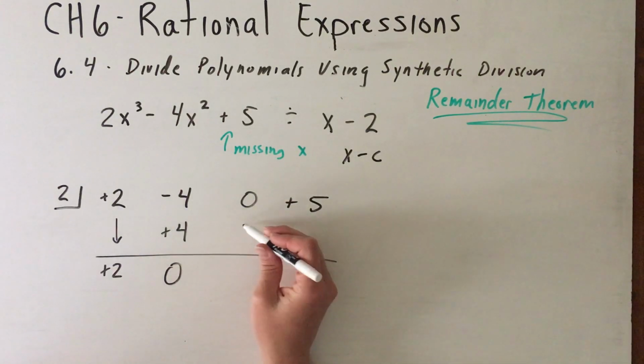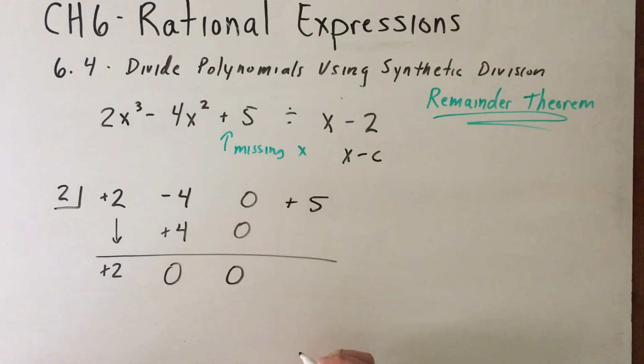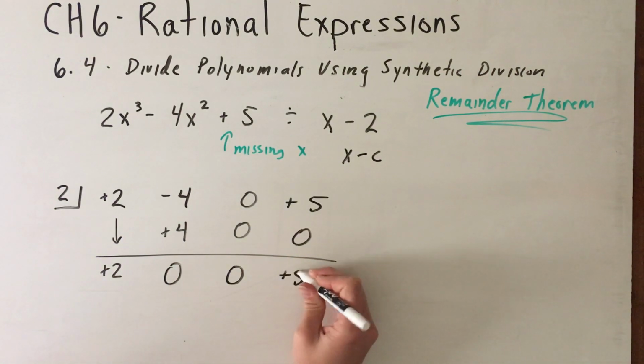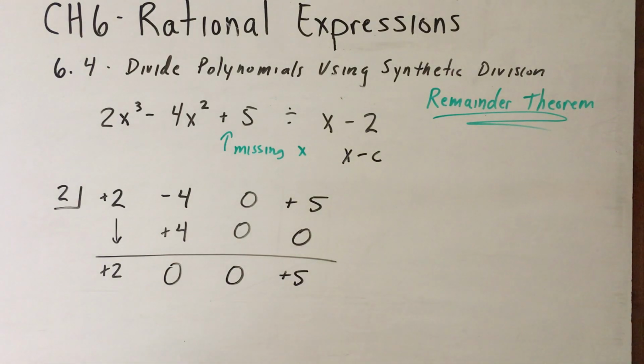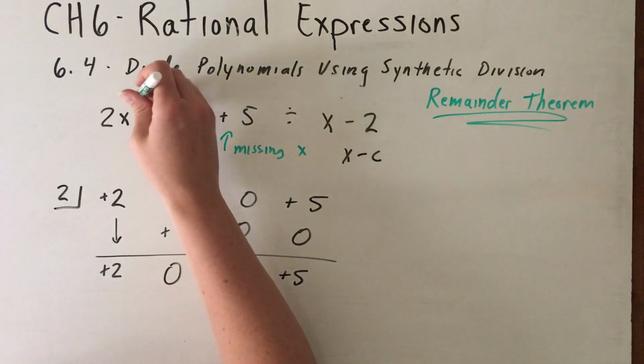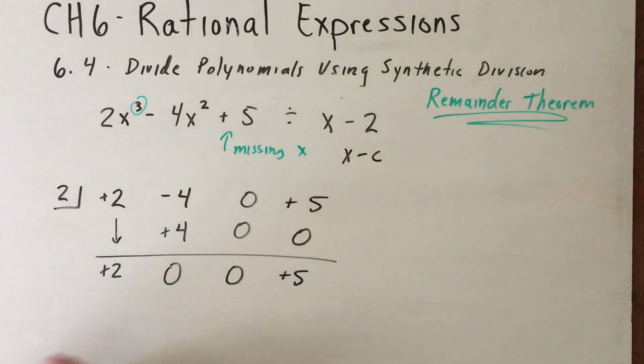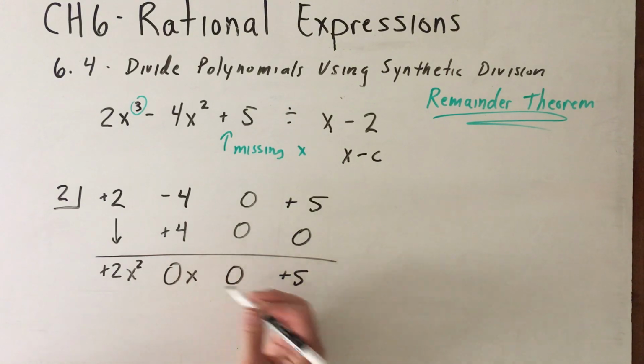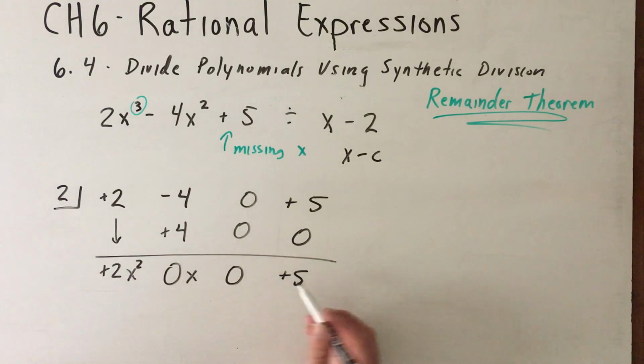2 times 0 is 0. So that's going to be a 0 as well. And then I'm going to do 2 times 0 is another 0, and this is going to give me a +5. So remember that we take this coefficient right here and bring it down. So I would get x squared here, x here, a 0 for my constant, and that this right here is again my remainder.